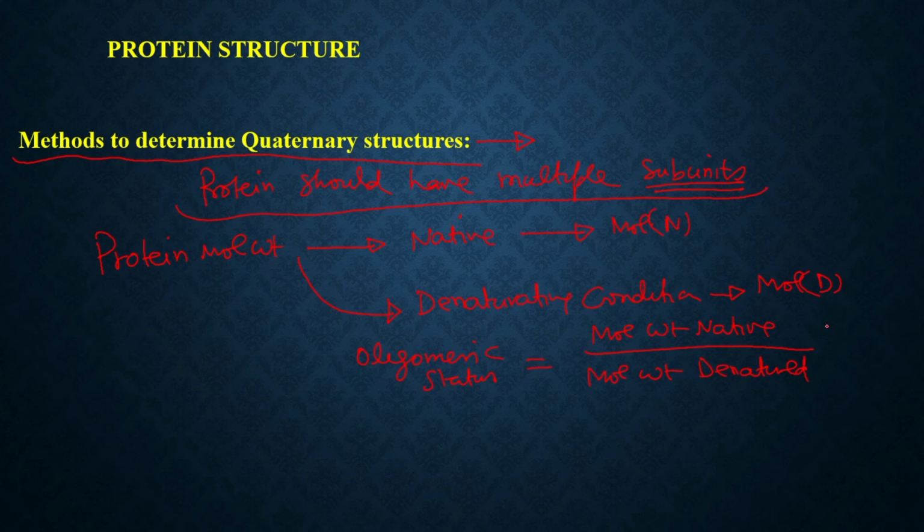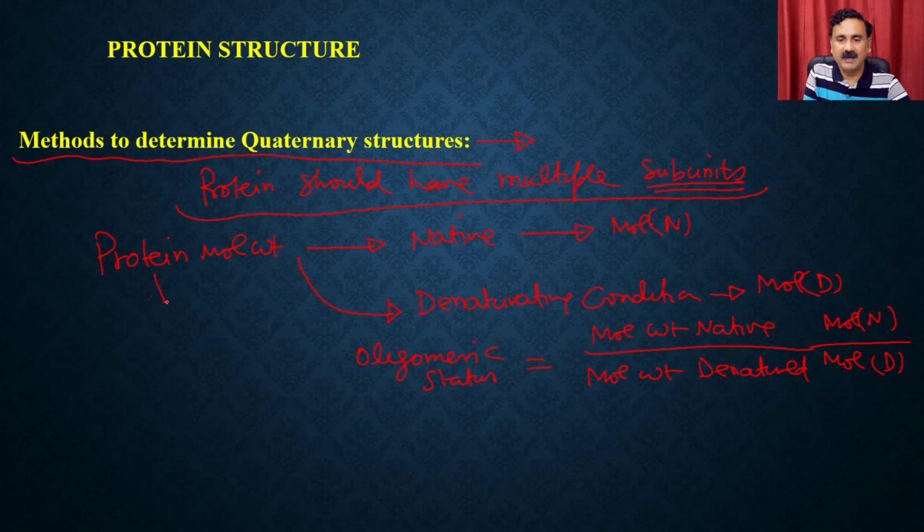For example, molecule n versus molecule d. Let's take an example. If I have calculated the native molecular weight as 120 kDa, and the denatured molecular weight as 30 kDa, then the oligomeric status would be 120 divided by 30, which is 4, which means it's a tetramer.